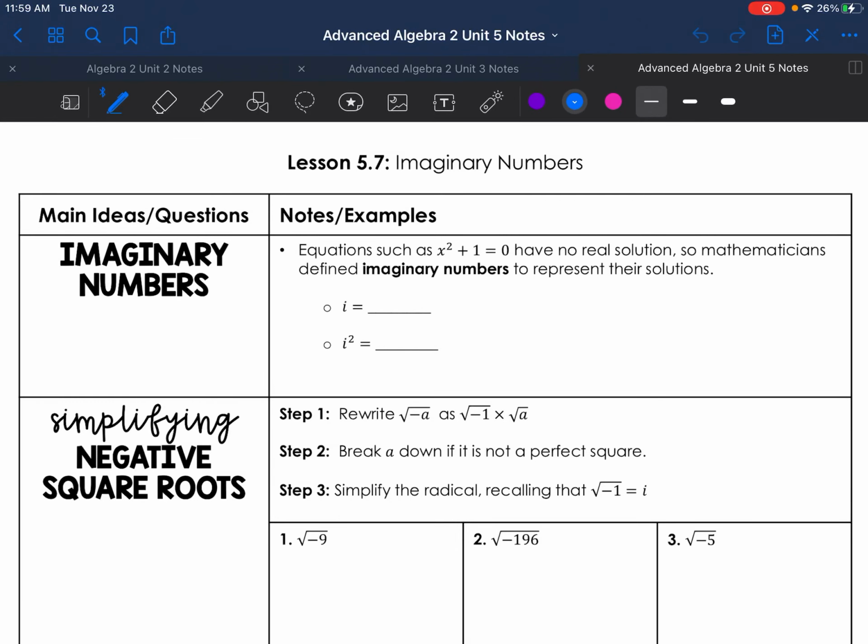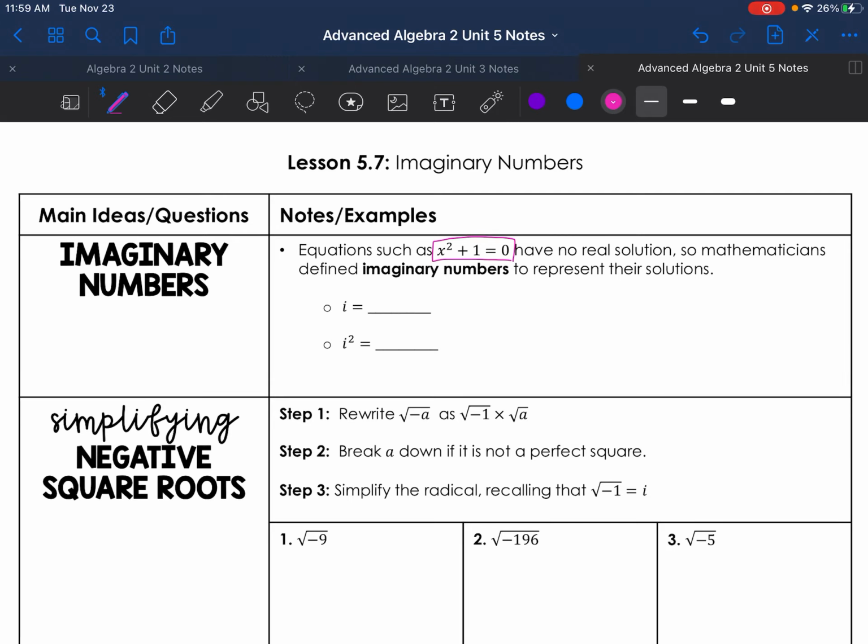In this video, we're going to be doing lesson 5.7, which is on imaginary numbers. So you're going to learn what an imaginary number is and how to work with those. If we think back to the last lesson, you saw equations like this.